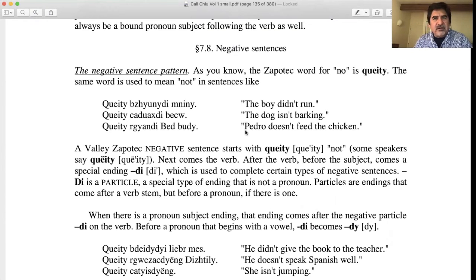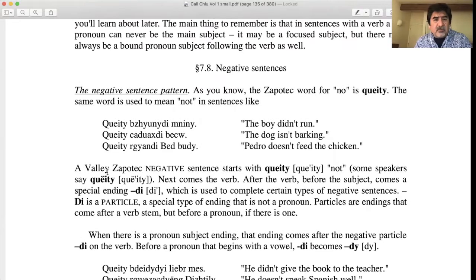So we are about to finish our lesson 7, and we're going to be learning in this section about negative sentences. As we've seen in some of the sentences before, it has the word Kate, or no.